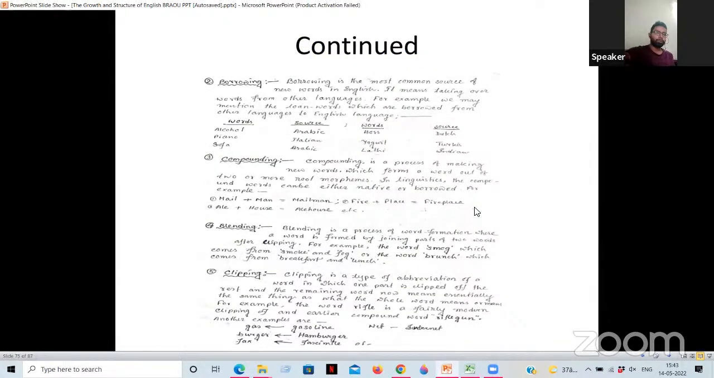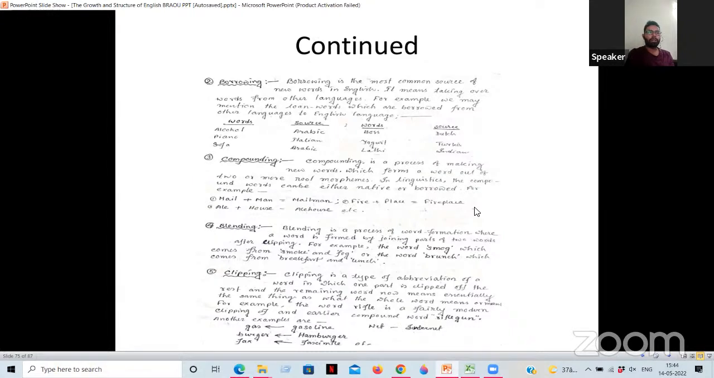Okay, the next one is borrowing. Borrowing is also the most common source of new words in English. It means taking over words from other languages. For example, we may mention loan words. Loan words means borrowed words. The loan that you financially take from some bank or financial institution is also what is called a loan. Loan means to borrow something. So here loan words are words that have been borrowed from other languages into English.